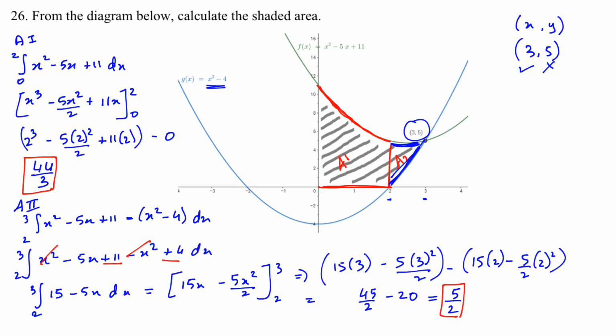Now to find the total area, you have to do A1 plus A2. So you have 44 over 3 plus 5 over 2. This will give you 103 over 6, which can be written as 17 1 over 6 or 17.2 rounded to 2 decimal place. So we are done with this question.